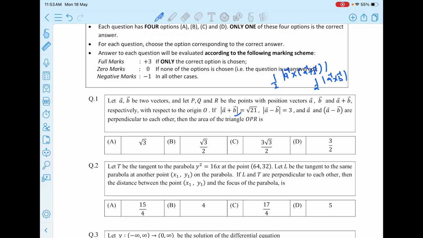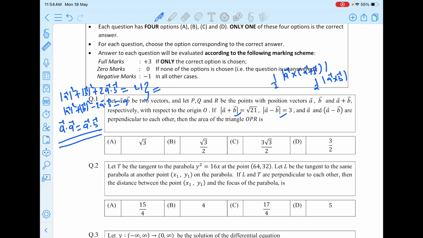If you square these two equations, what will you get? A square plus B square plus 2A dot B is equal to 21, and A square plus B square minus 2A dot B is equal to 9. A and A minus B are perpendicular, so A dot A is equal to A dot B. When you subtract these two equations, you will get 4A dot B is equal to 12. With that you will get A dot B.